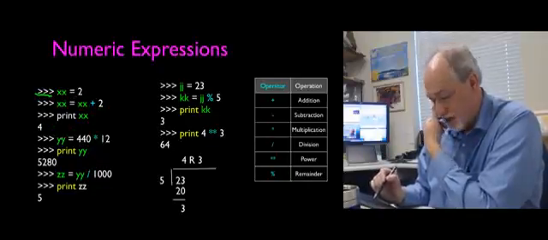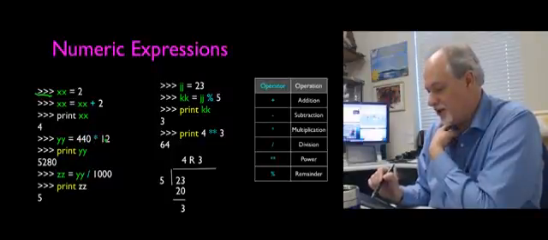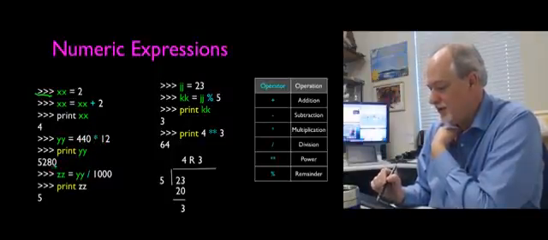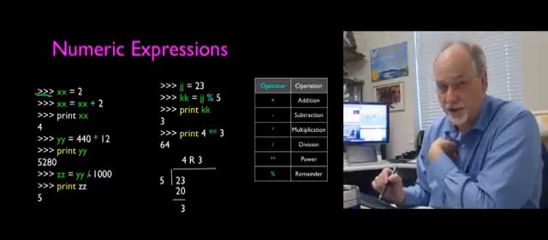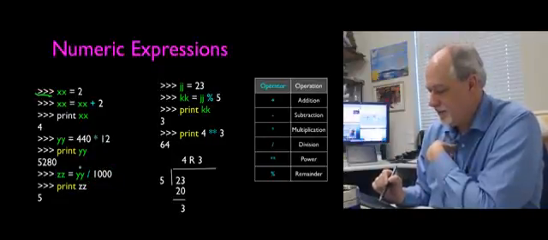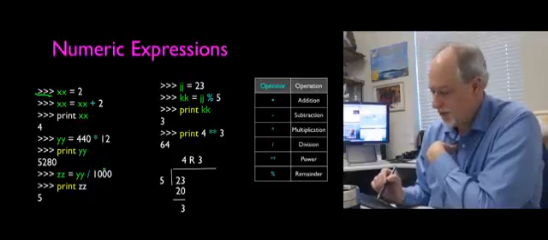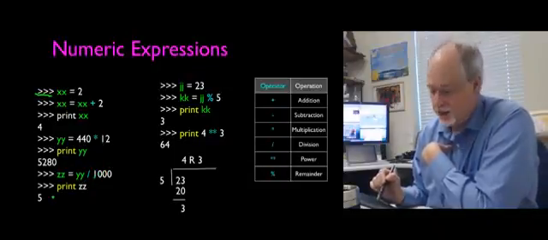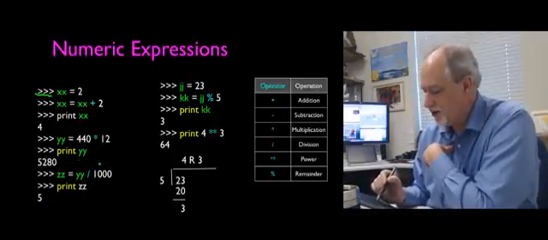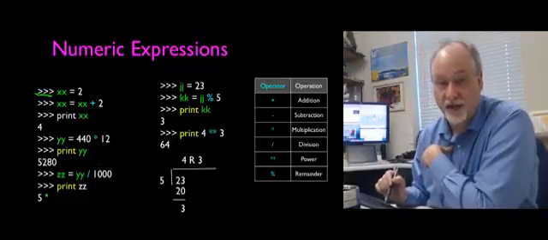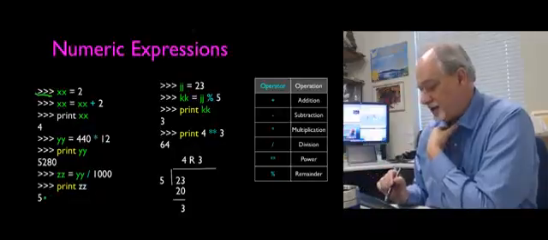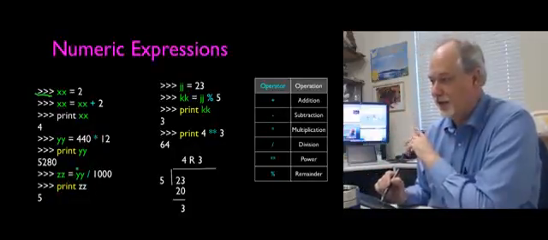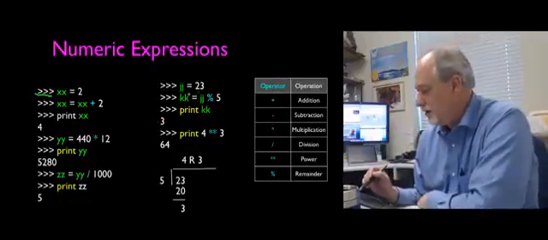So xx has 4. Yy, this is a multiplication. 440 times 12 is 5,280. Yy over 1,000. Now this is a little counterintuitive. Because yy is an integer, it does a truncated division, and so 5,280 divided by 1,000 is 5. So that's an integer division. We'll see in a second about floating point division.